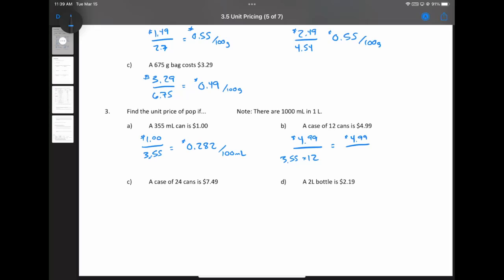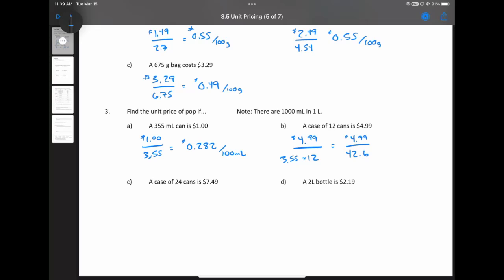I'm going to actually just calculate the bottom first. 3.55 times 12, because this one often yields a bed mass issue. The good news is if you get this wrong, the answer should look ridiculous. Like it should work out to be like $8 per 100 milliliters or something crazy, or like 0.03 cents per 100 milliliters. Whereas we kind of have an idea what it should be.